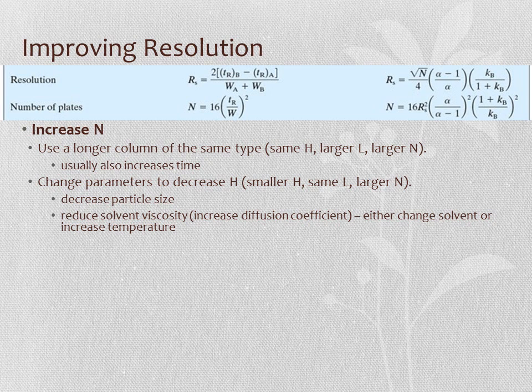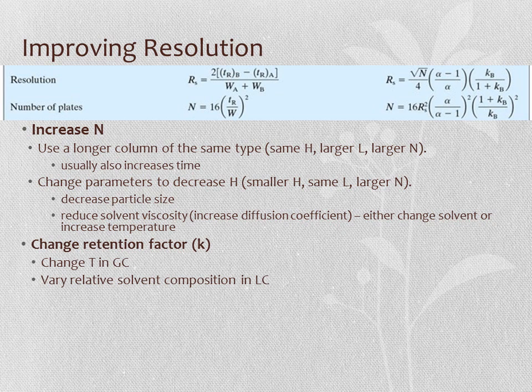To do that, we can use a longer column, but that usually increases the time. Or we can change the parameters on our column, keep the same length, and just decrease our plate height. So that's all that stuff I just talked about, decrease particle size. You can also manipulate diffusion coefficients by decreasing the viscosity of the solvent by changing your solvent out altogether, or increasing the temperature to reduce viscosity.